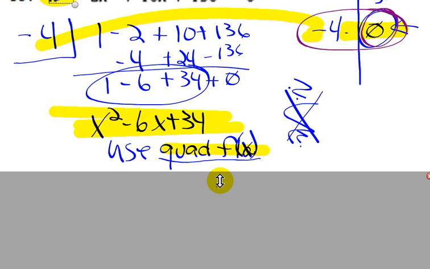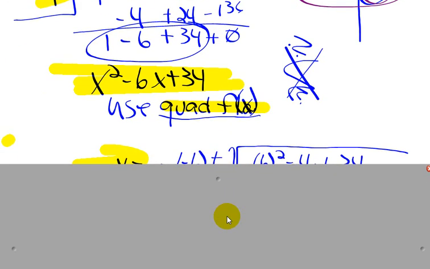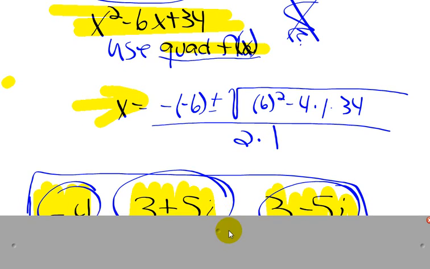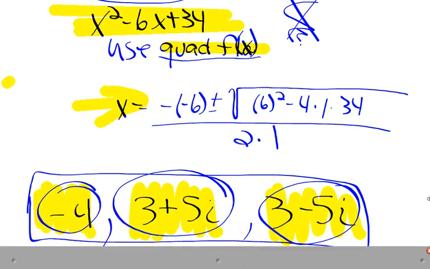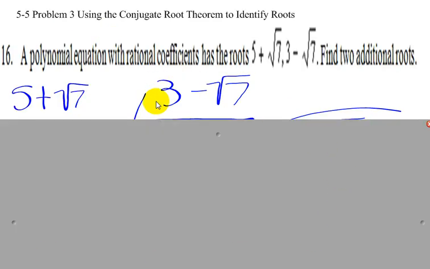So a equals 1, b equals negative 6, and c equals 34. And when you plug it in, you're going to get these numbers. So for the first one, we already knew negative 4 is one of the roots. But from your quadratic formula, you're going to get 3 plus 5i and 3 minus 5i. And that's it.